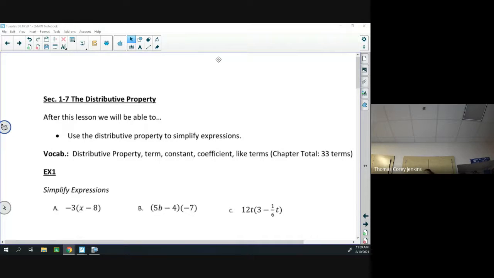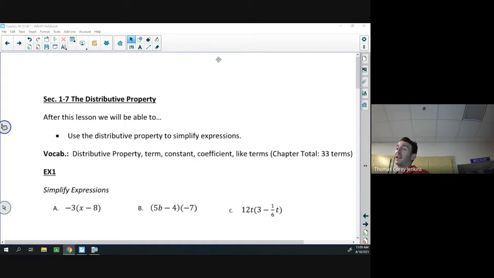All right, so gang, this will be 1-7 over the distributive property. This will be the last lesson that we're covering in chapter 1, and we'll have a quiz over the 3 sections we will have covered at that point: 1-1, 1-2, 1-7. Now, the distributive property, we have kind of worked ahead a little bit on that because we've seen it a little bit on our DMR.